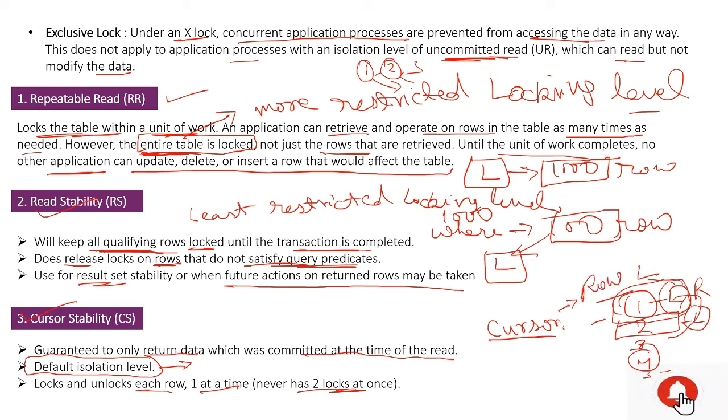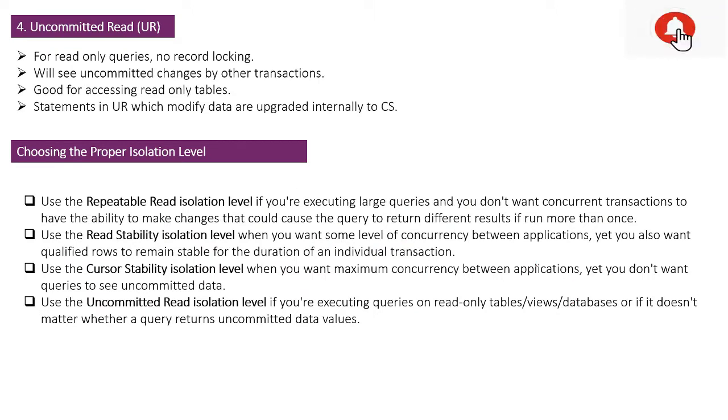Okay. And fourth isolation level is uncommitted read. For read only queries, no locking of records. Means no record locking approach is here, and it will see uncommitted changes by other transactions. Good for accessing read only tables.